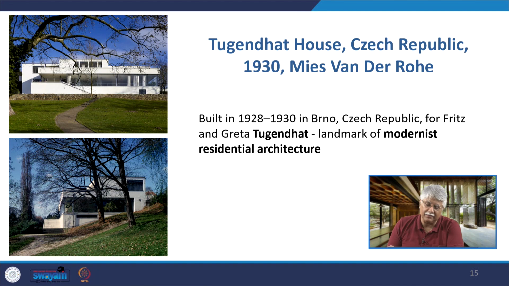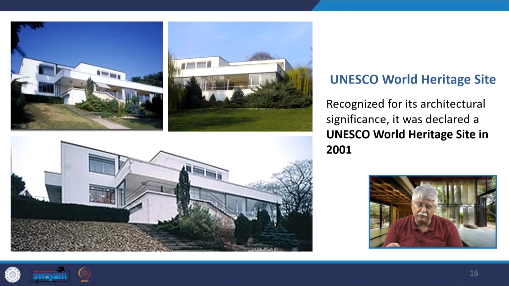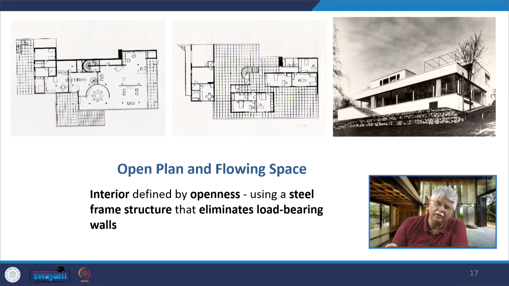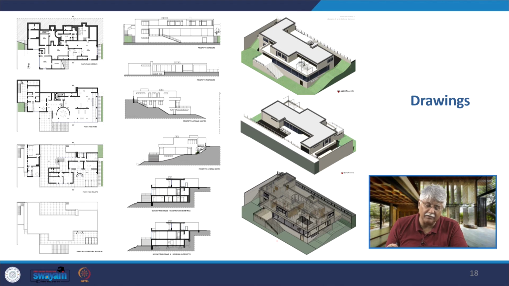Then came the Tugendhat house, one of the most famous houses of the 20th century that he did in 1930. Today it's a UNESCO heritage project, a landmark of modernist residential architecture that he built in the Czech Republic. This house is now a World Heritage Site by UNESCO. Open plan and free flowing space. Interior is defined by openness. It has a steel frame structure, one of the first residential houses to have a steel frame, and eliminates the need for load bearing walls. These are the drawings of the Tugendhat house.